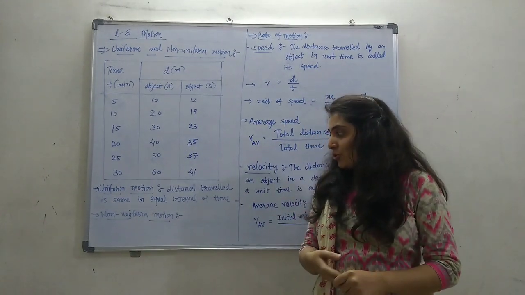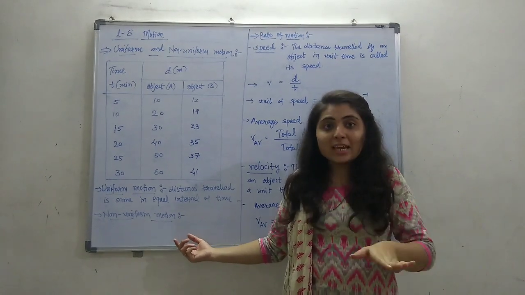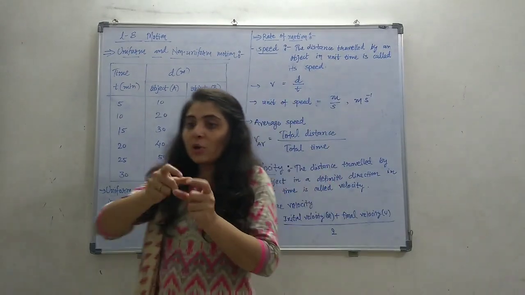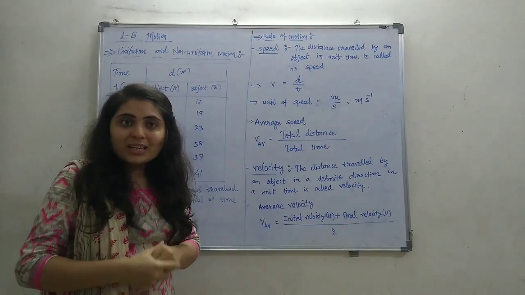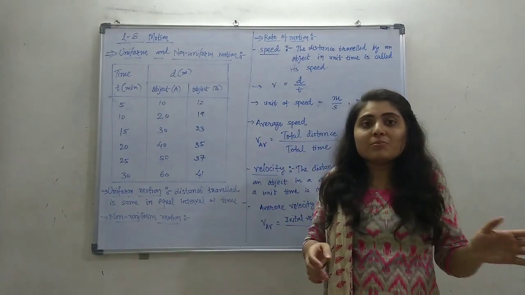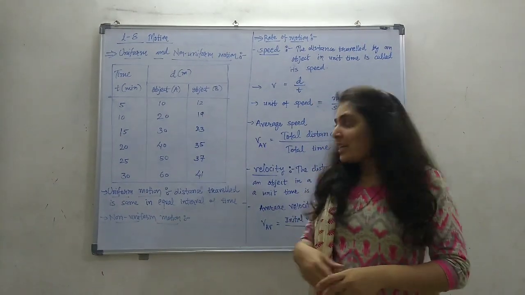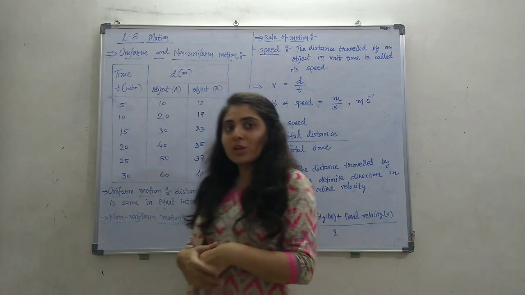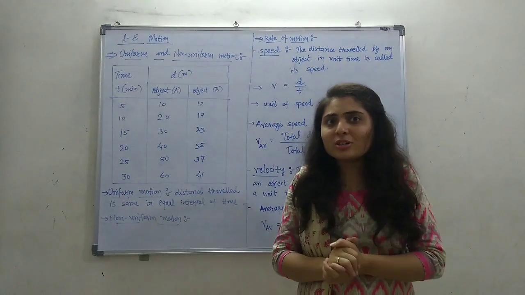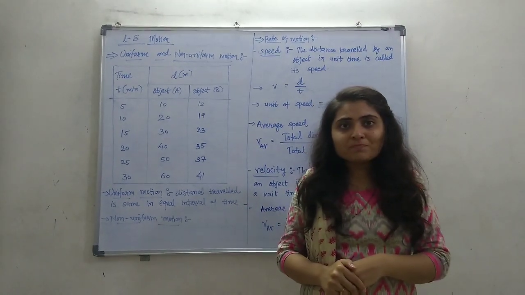How can we define a non-uniform motion? If the distance traveled by the object is not the same in equal interval of time. We are observing the motion at equal intervals. If at equal intervals the distance traveled is not the same at every observation, then it is a non-uniform motion. Can we give an example of uniform and non-uniform motion? Can you imagine any object traveling with a uniform motion and an object traveling with a non-uniform motion?